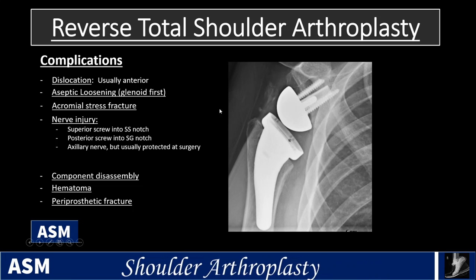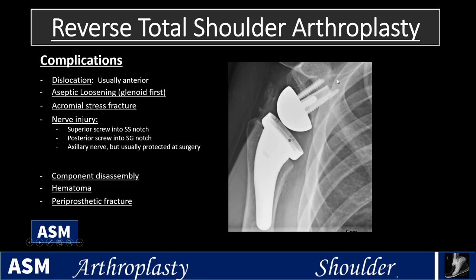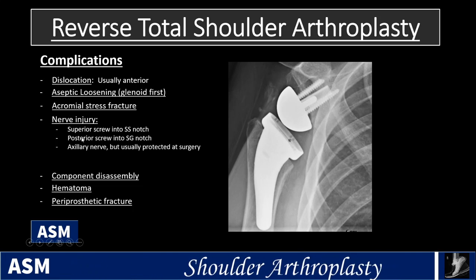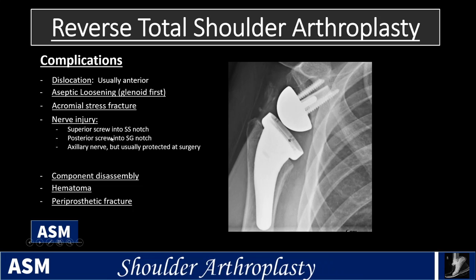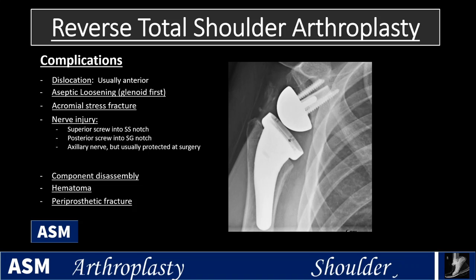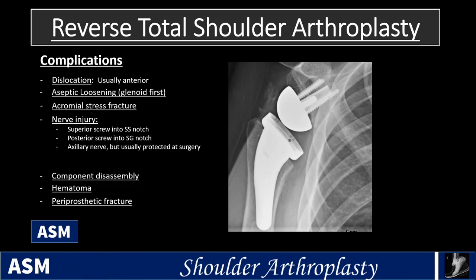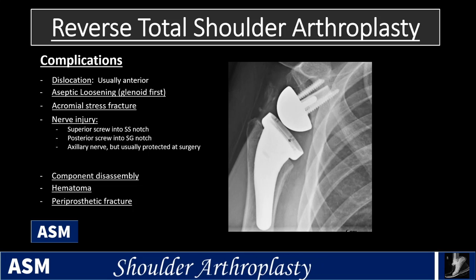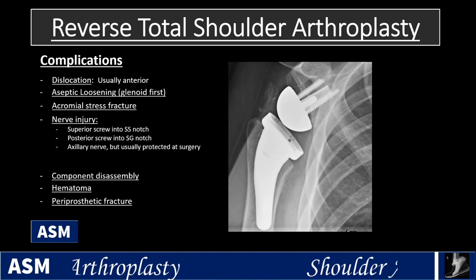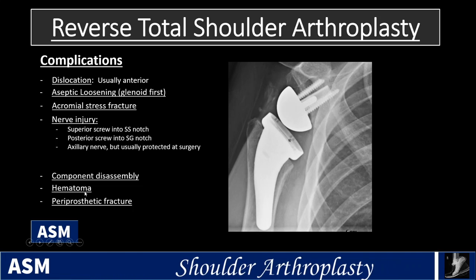Remember, that's a smaller space than the spinoglenoid notch, and it's bound cranially by a ligament, and there are vessels inside of it, so less room to accommodate screws. The posterior screw has been reported to get into the spinoglenoid notch and potentially cause problems. The axillary nerve you don't typically see as being a problematic area because that's usually protected at surgery. They're very careful about that nerve because that's the nerve that innervates the deltoid, which is essential for a functional reverse total shoulder arthroplasty. Component disassembly, hematoma, and periprosthetic fracture.